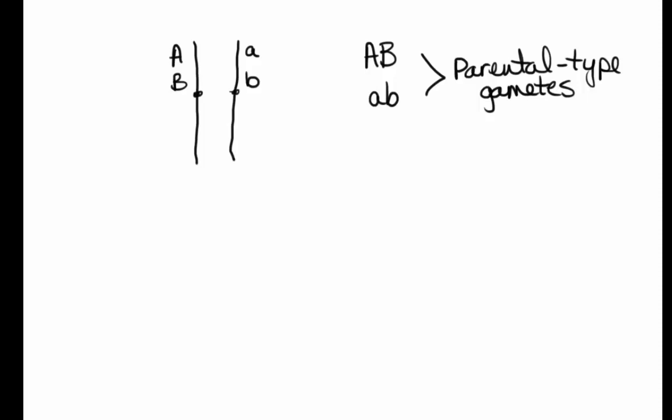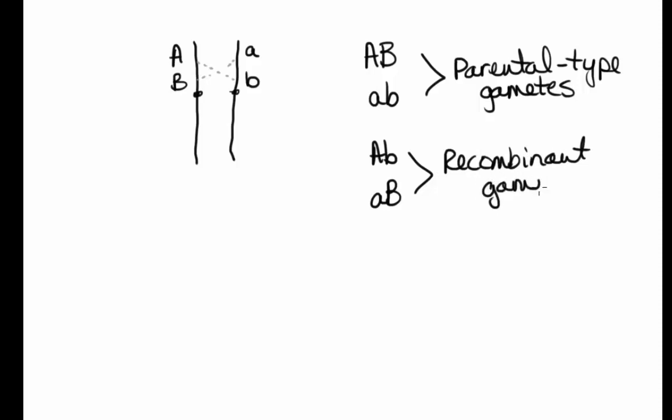Those are the ones that have the alleles located together on the chromosome the way they were in that original parent. If crossing over occurs between these two genes that we're looking at, then we get those other possible combinations. So we get the recombinant chromosomes. If we write the recombinant chromosomes, those are going to be the big A with the little b and the little a with the big B. And so we're going to call these recombinant gametes. Notice that the recombinant gametes are going to result from crossing over.